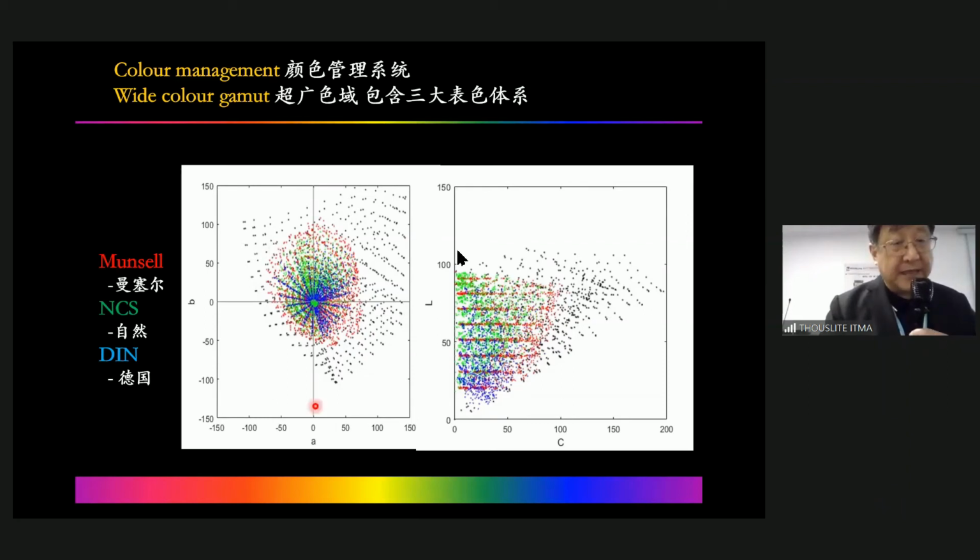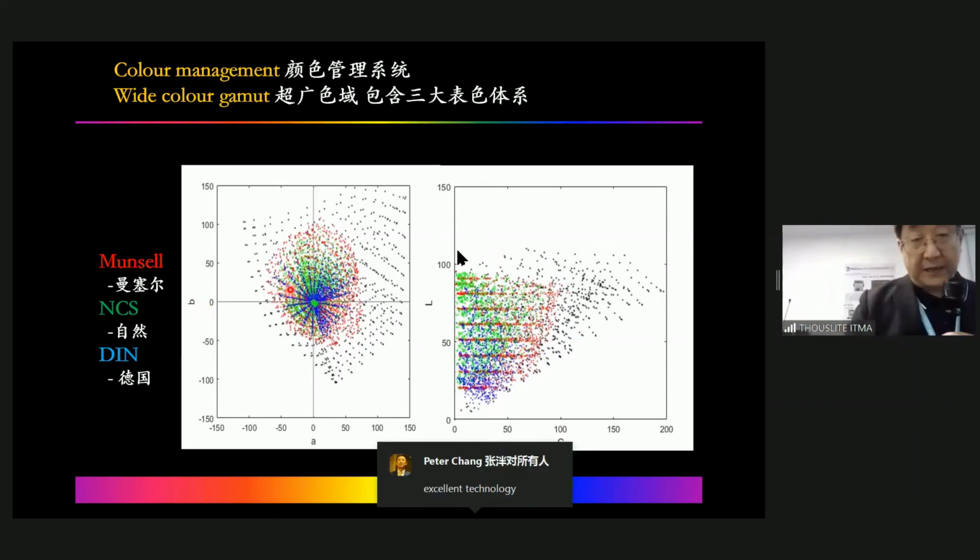This is in the CIELAB diagram, a-b. This is L against C. The darker colors are here, these are lighter colors, and this is a-b. So it's a projection of the color space, the color gamut.